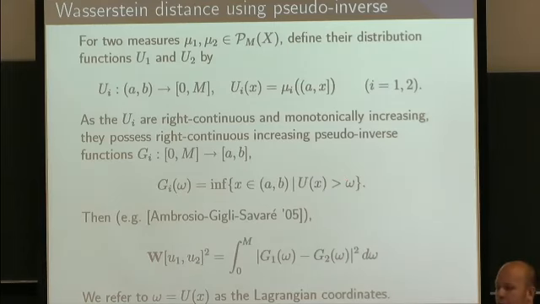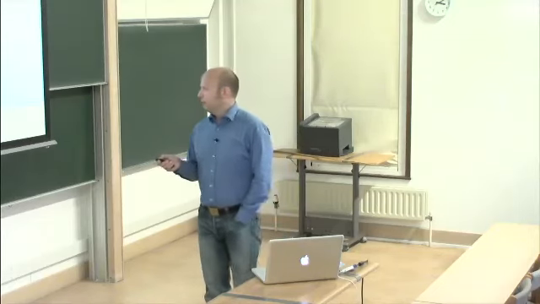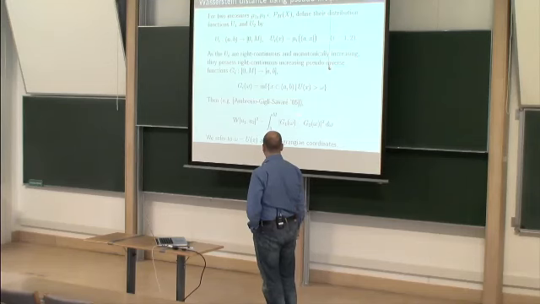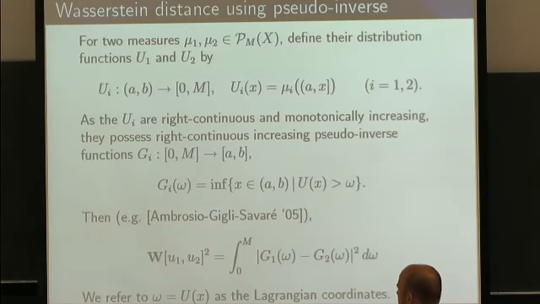And then you can, in 1D, very easily compute the Wasserstein distance by evaluating the norm of these pseudo-inverse functions. And we will refer to this u of x, we call it omega, as the Lagrangian coordinates, in contrast to x, which is the Eulerian coordinates. So we want to use this easy formula for the Wasserstein distance.